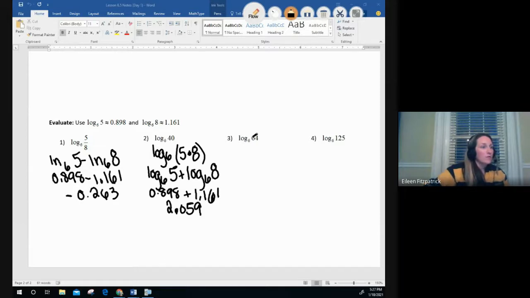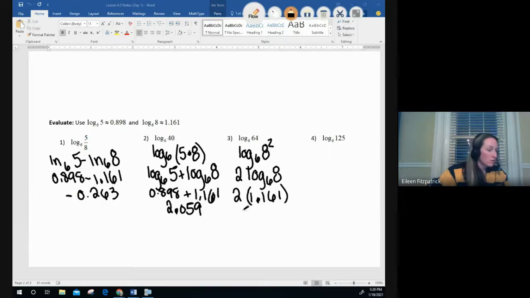How do I write 64 in terms of 8s and 5s? Well, I can write it as log base 6 of 8 squared, or 8 times 8. You'll still get the same answer. Put that exponent out front, so 2 times log base 6 of 8. Now I substitute 2 times 1.161, which will give you 2.322.